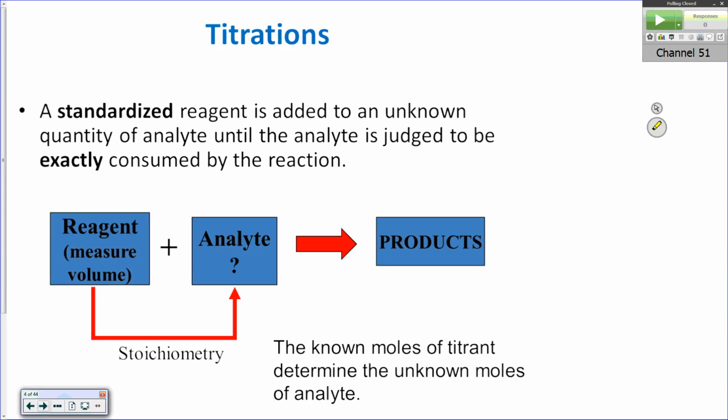So in titrations, we want to take our standardized reagent. We want to find out exactly how much analyte has been consumed, the same way that you've been doing in lab. You take your reagent of known volume and relate that to the concentration. With the stoichiometry, you can find the moles of the analyte that have reacted, and from that we can determine concentration.